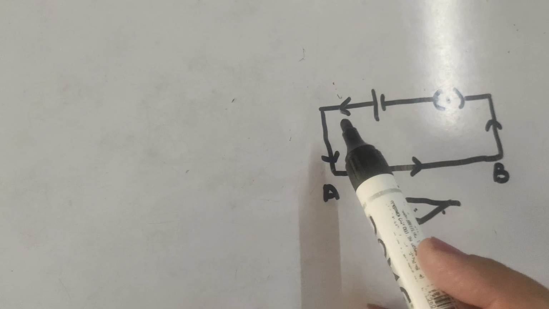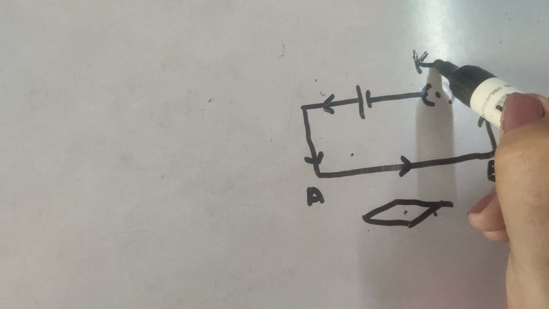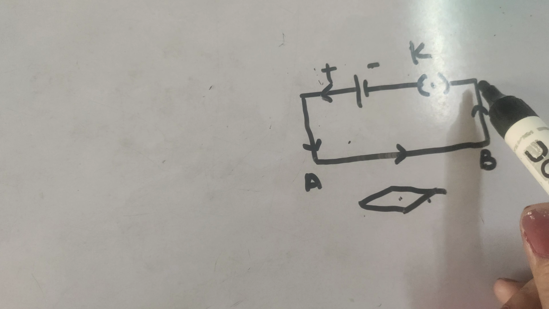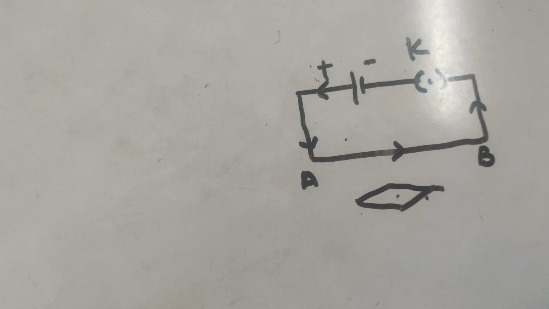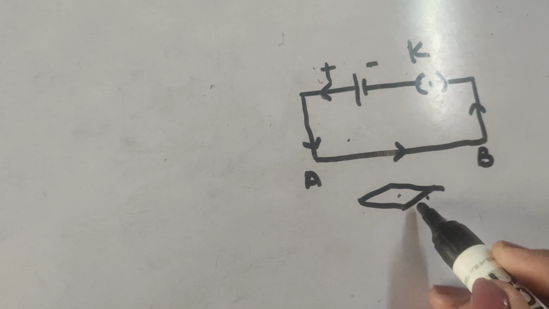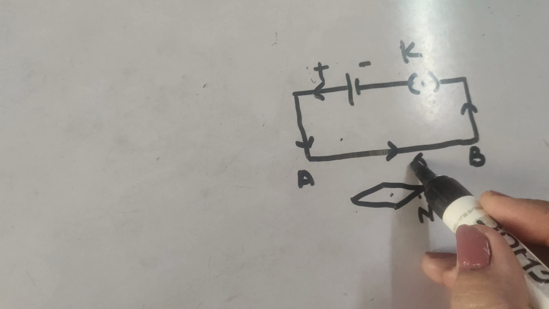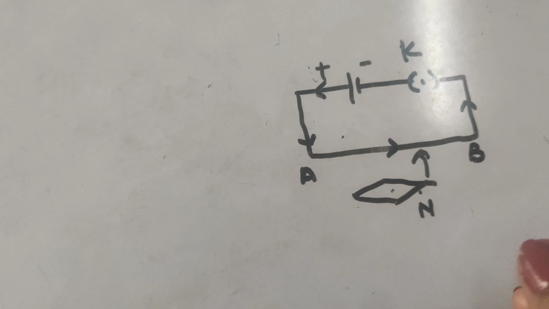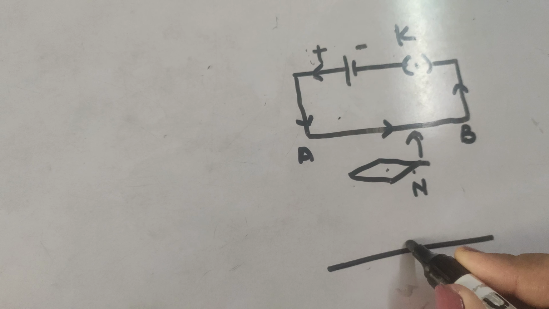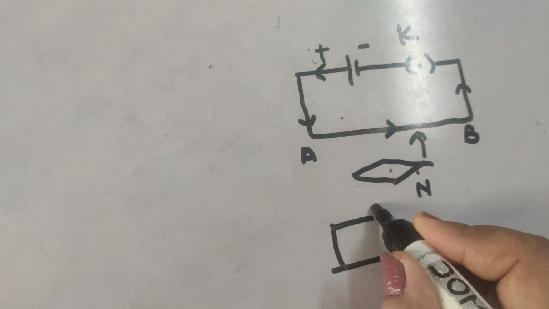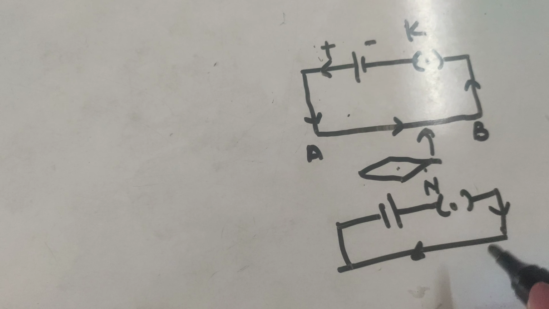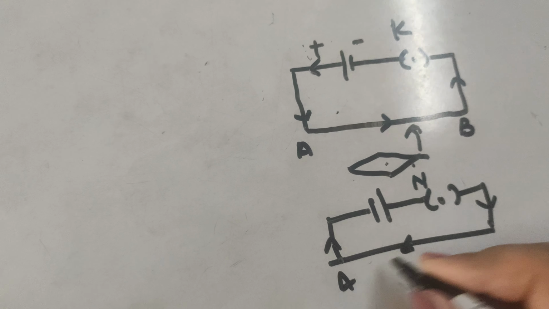Here you can see a cell is connected, and this is a key K. This is the positive terminal and this is the negative terminal. So current in the wire will flow from positive to negative, that is in the wire from A to B. It is found that when current flows from A to B, the north pole of the magnet gets deflected toward this direction, right? And when the direction of current is reversed, that means if we have altered the direction of the battery, in this case the direction of current would have changed and it starts flowing from B to A.